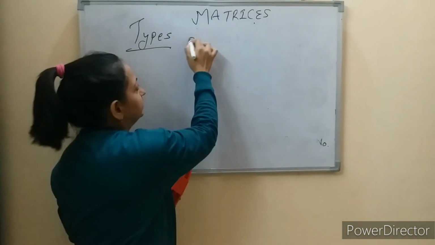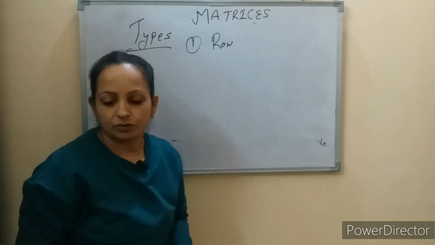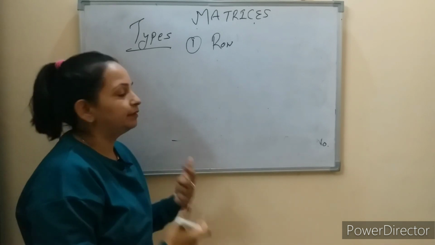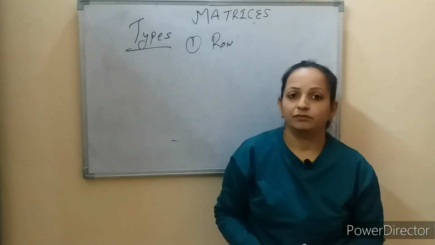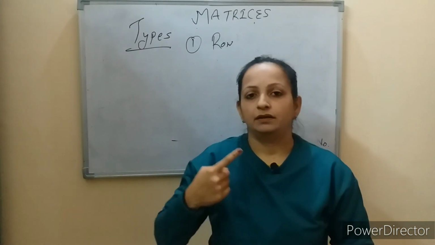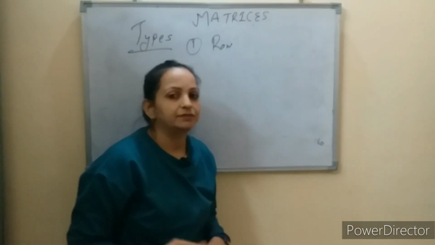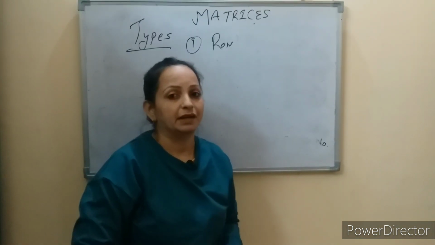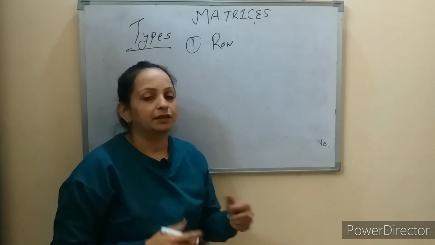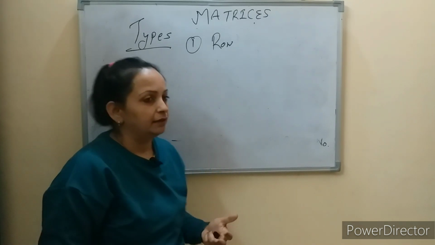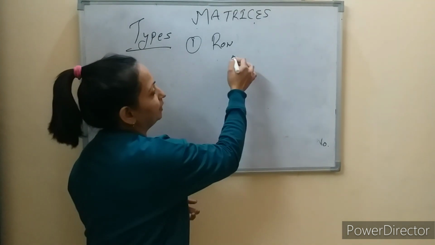So the very first type, if I explain, will be called row matrix. So what is a row matrix here? As the name suggests, a row matrix is a matrix in which there will be only one row. Again, listen carefully. I am saying a matrix which has only one row, but I am not giving any condition to the number of columns. That means the number of columns can be anything. It may have 1 column, 2 columns, 5 columns, any, but the row will be 1.